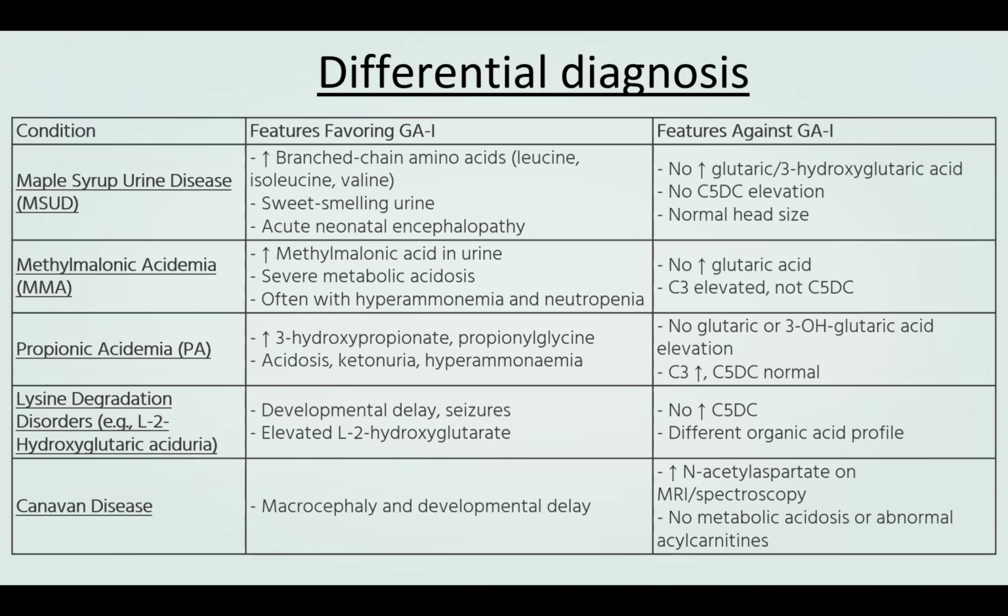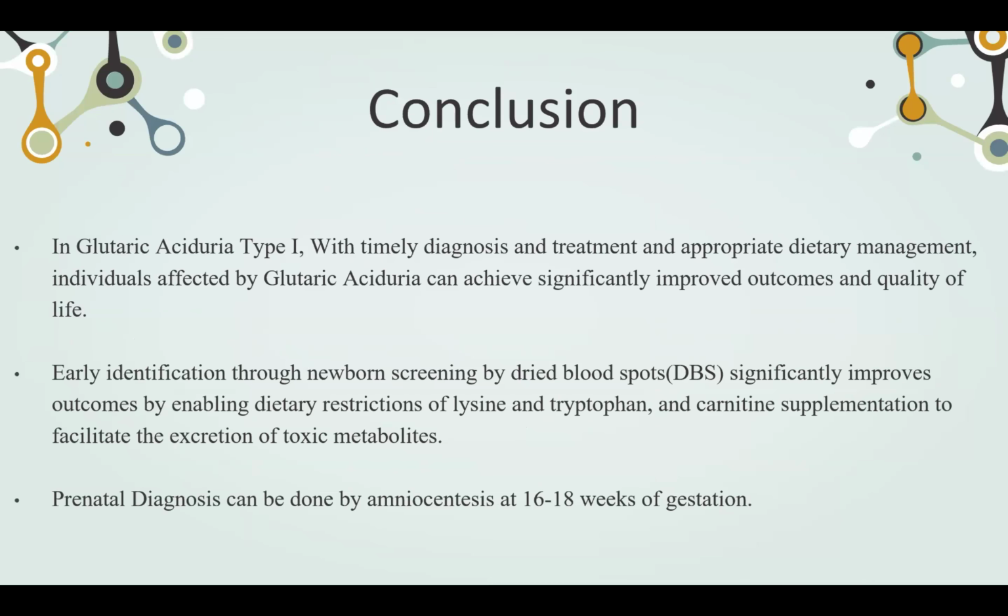Differential diagnosis in this case was maple syrup urine disease, methylmalonic acidemia, propionic acidemia, lysine degradation disorder, and Canavan disease. In conclusion, this was a case of glutaric aciduria type 1 with timely diagnosis and treatment and appropriate dietary management. Individuals affected by glutaric aciduria can achieve significantly improved outcomes and quality of life.